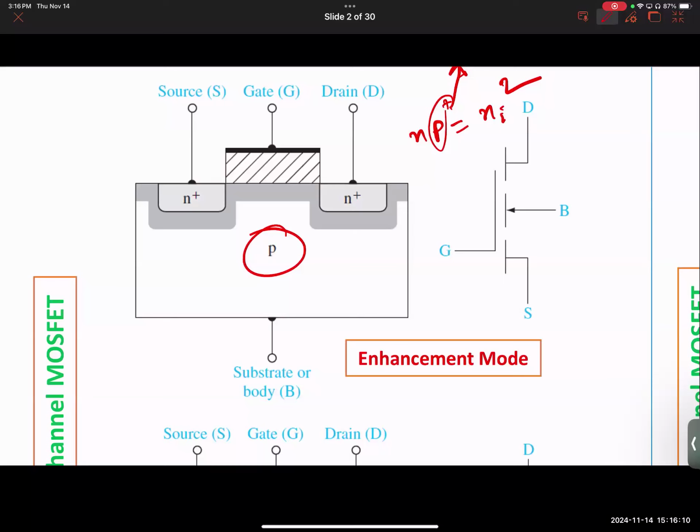Much less, right? If one of them goes up, the other one has to go down to keep the product the same. So if you make this P plus, electrons are already minority. You are relying on these minority electrons to create the channel, which is the most important thing. If you make it P plus, there will be even fewer electrons. So it will be even more difficult for you to create an inversion layer, which you really want. So let it be P. Does that make sense?